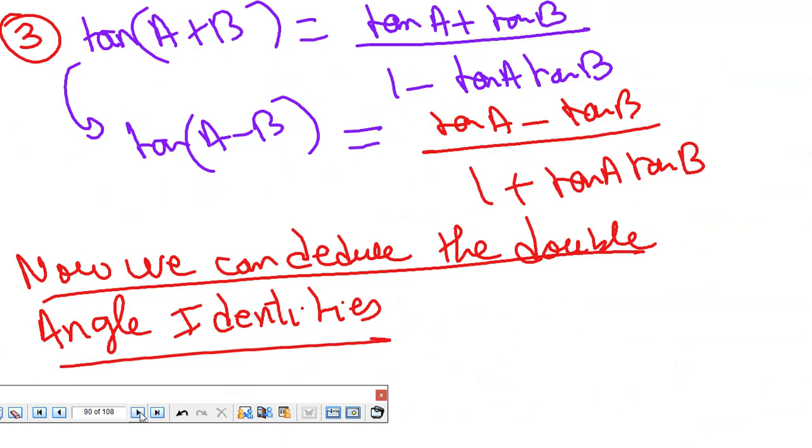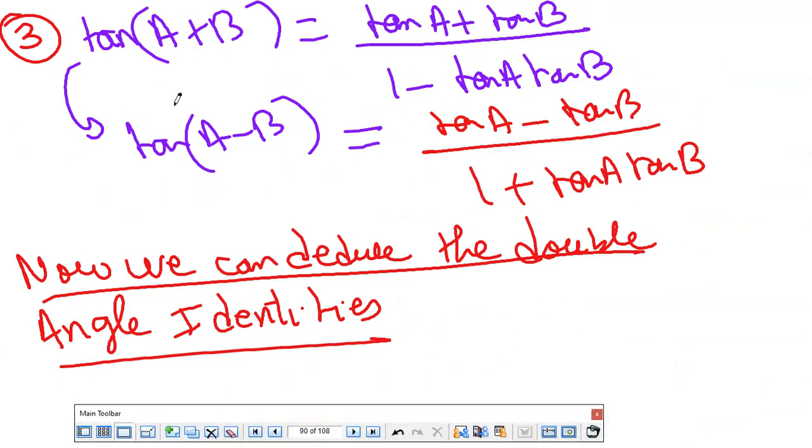Now let's move to tangent. Tangent A plus B, the formula is tangent A plus tangent B over 1 minus tangent A tangent B. And again, if I want to find tangent A minus B, all we need is to replace B by minus B. So here it's gonna be minus because tangent minus alpha is minus tangent alpha, and here it's gonna become plus because it's minus times minus, plus.